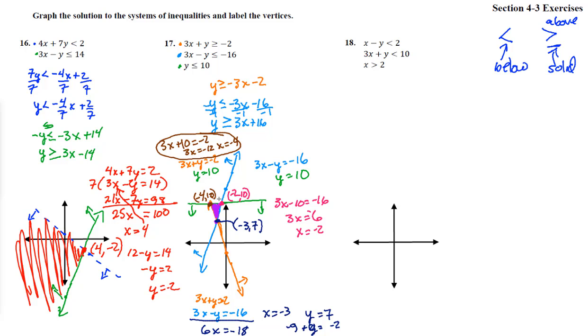Excellent. All right, number 18. Let's do this again. We've got this blue one, x minus y less than 2. Let's get y by itself, and we have negative y less than negative x plus 2. Divide by a negative 1, and that's y greater than x minus 2. So we're at negative 2, and we're up 1 over 1. And so this dashed line comes right through here.